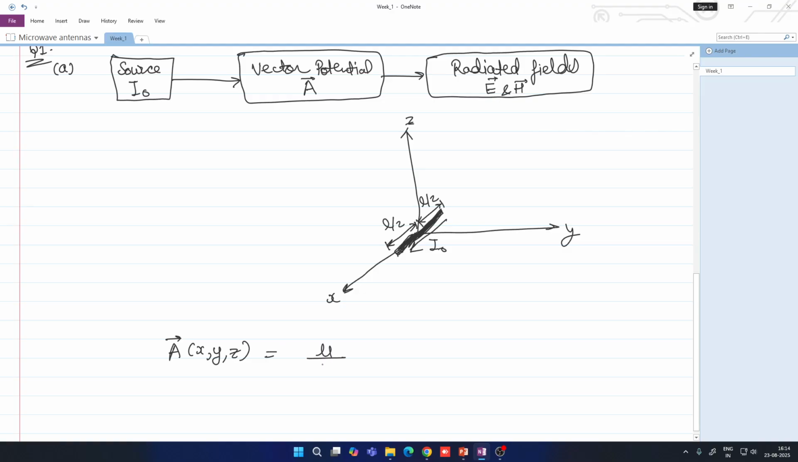So it is given by mu by 4 pi, integral from minus L by 2 to L by 2, because it's symmetrically oriented about the origin. So this is L by 2 in the plus x direction and L by 2 in the minus x direction. That's why this integration is from minus L by 2 to plus L by 2 of I naught e to the power minus j k r divided by r, along a x, dx.